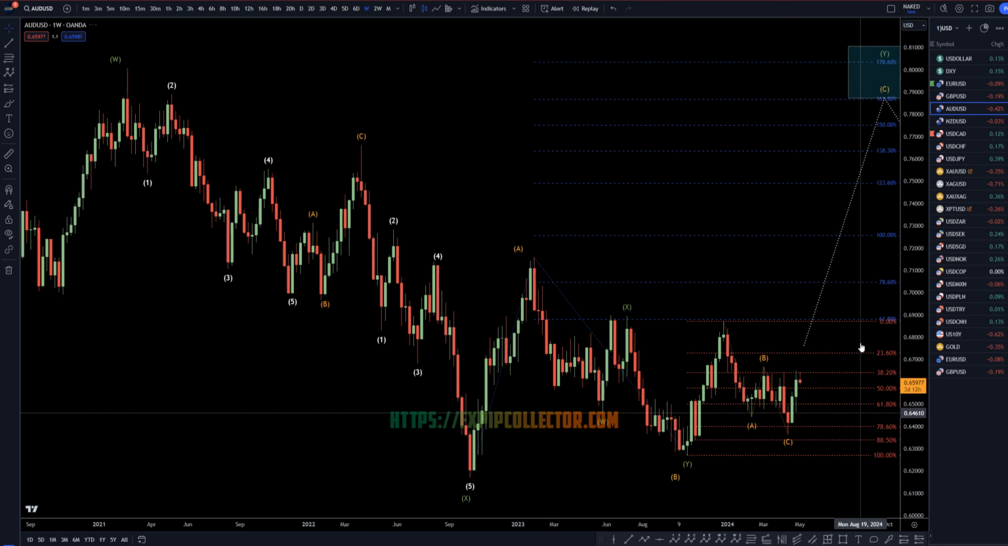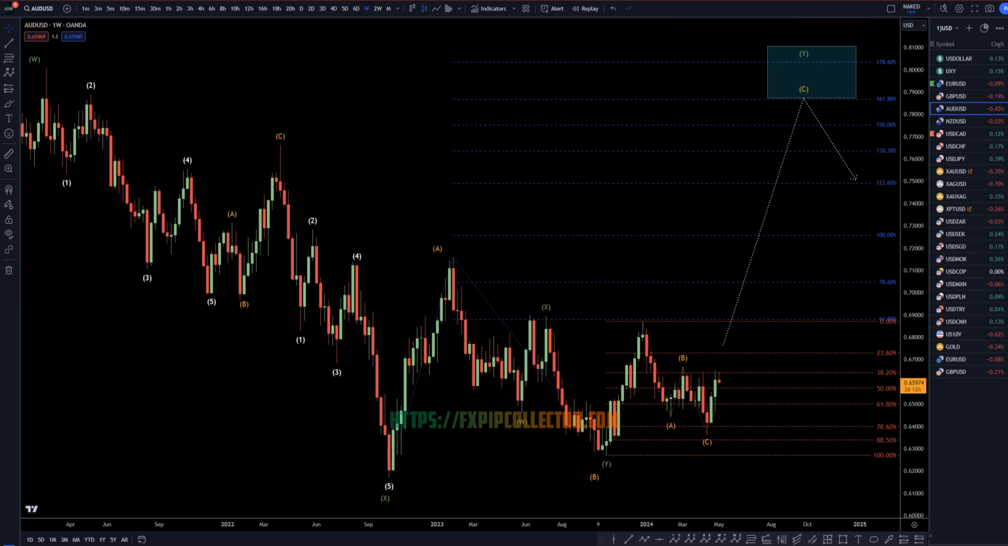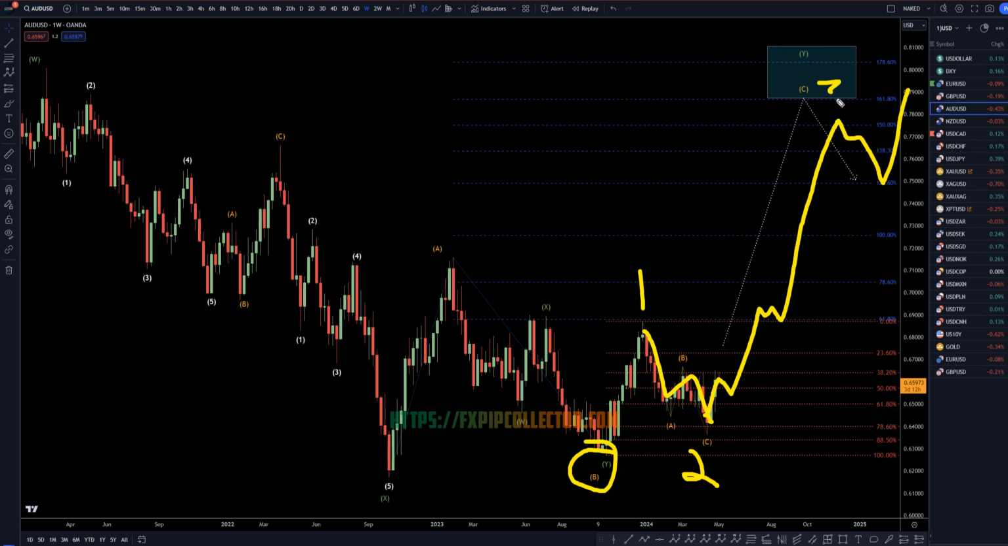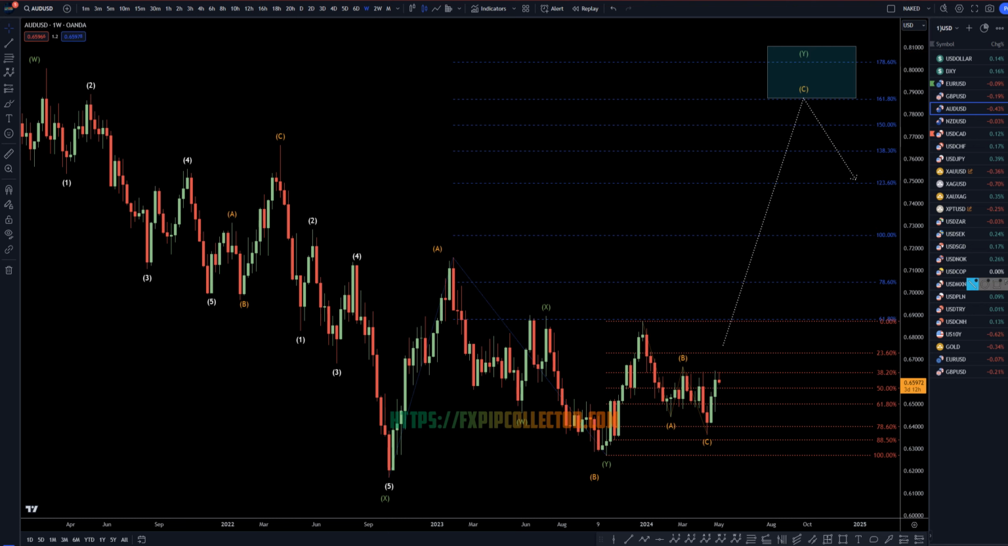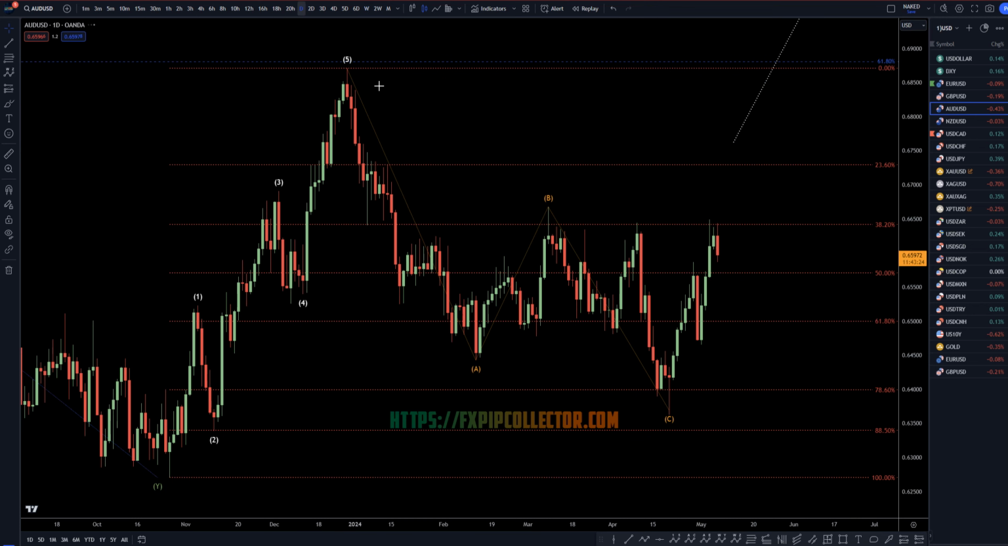Heading down to the weekly time frame. On the weekly time frame, I'm definitely still looking at this as the end of a correction. I think this right here is a 1. I still think this looks like a wave 2. I still think this is actually now already in an uptrend, and I think we need to go up and make a wave 3, a wave 4, and a wave 5 of wave C, which is a wave C of wave Y. So taking it down to the daily time frame.